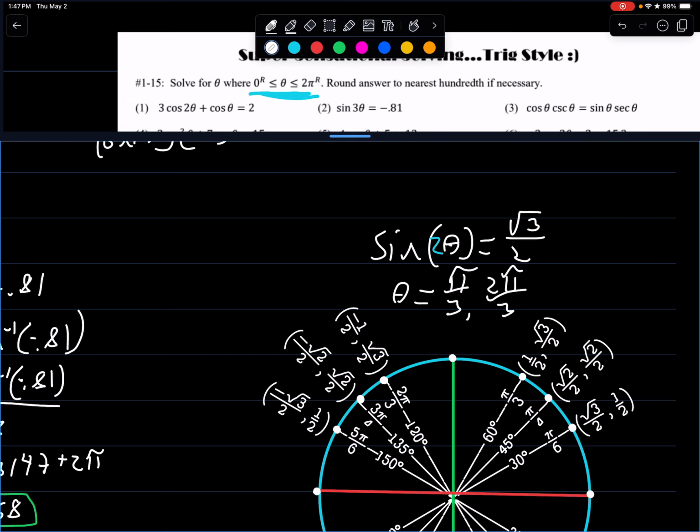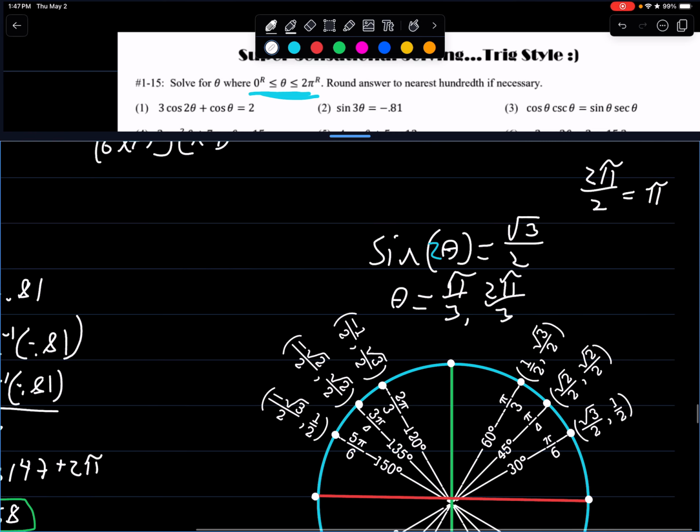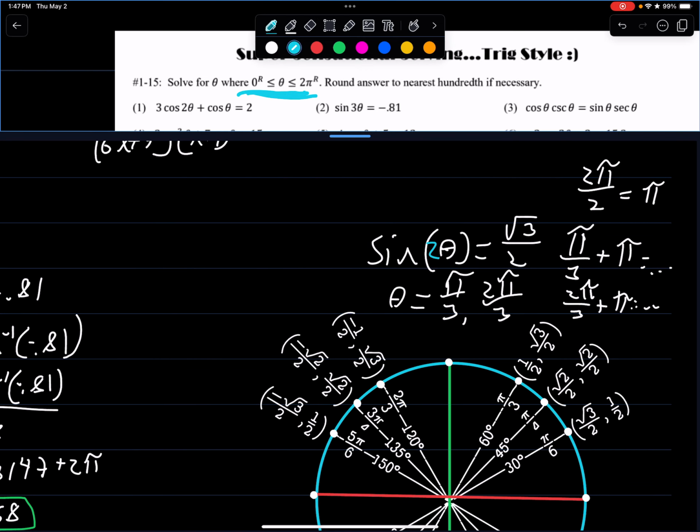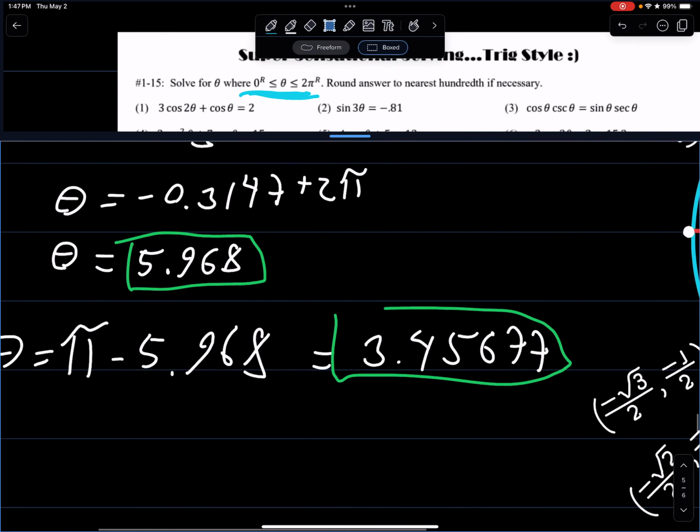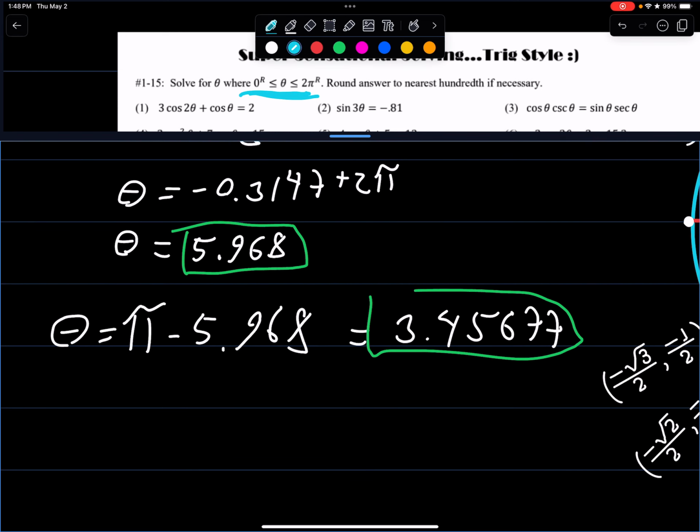And then we would just keep adding our period until we got outside of the range. So in this case, our period would be 2 pi over b, b would be 2, so our period would be pi. So we would add pi to pi over 3, and pi to 2 pi over 3. We would add it until we got outside of our range, which in this case is 0 to 2 pi. So we actually do the exact same thing here. These are our base solutions where we're going to start from, and then we just add or subtract our period to get all the rest of them.